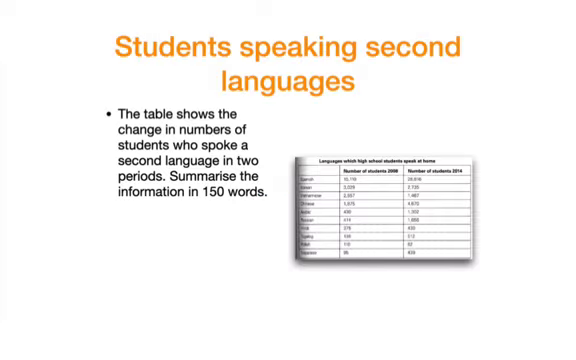Examples. Students speaking second languages. The table shows the change in numbers of students who spoke a second language in 2 periods. Summarize the information in 150 words.